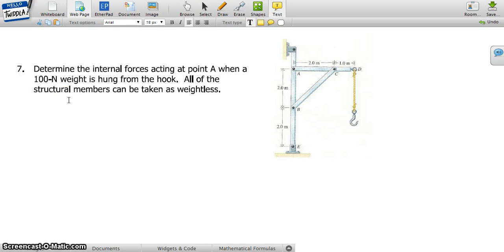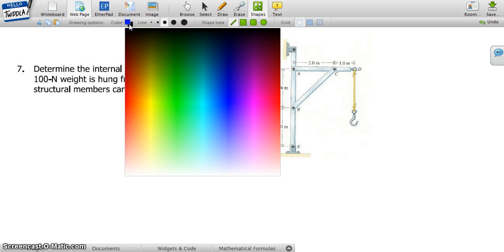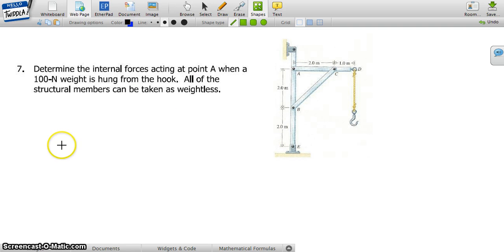Okay, this is problem number 7 from worksheet 2, and we're trying to figure out all the internal forces acting at A. Okay, so I'm going to draw a free body diagram for this horizontal cross member here, and I'm drawing all the forces that act on it.